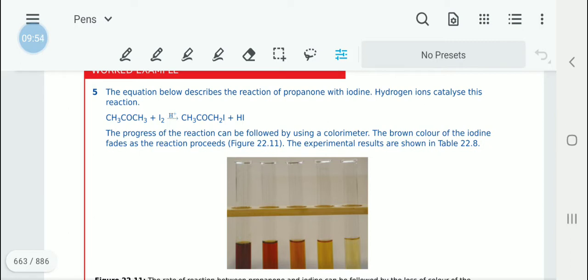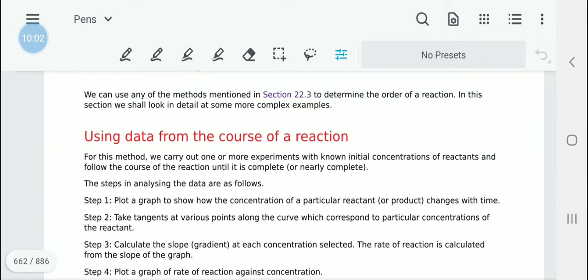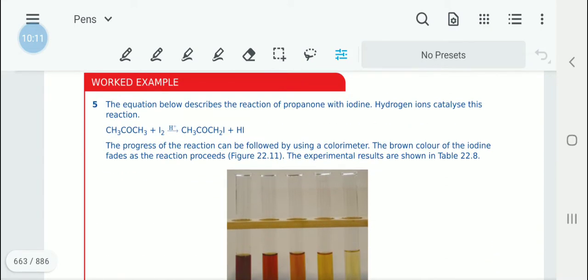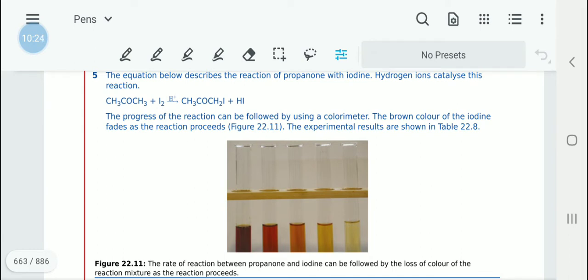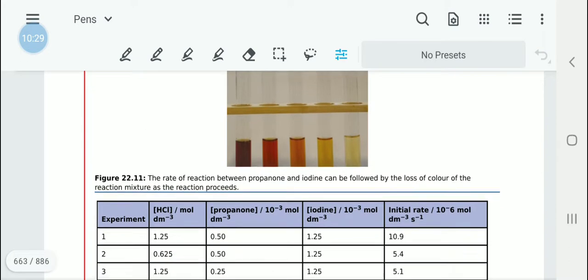So using a colorimeter, this is being followed. This is a progressive method, looking at the progress during the course of a reaction. This progression following method is done by using a colorimeter. The brown color of the iodine fades as the reaction proceeds. The experiment results are given by this table.